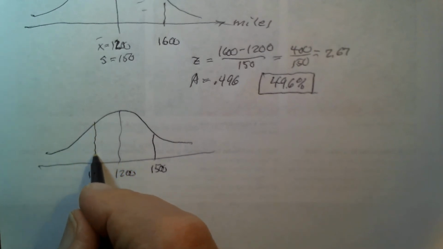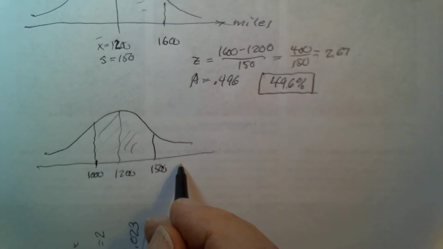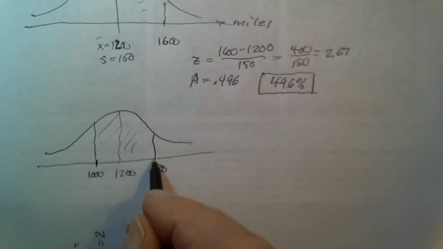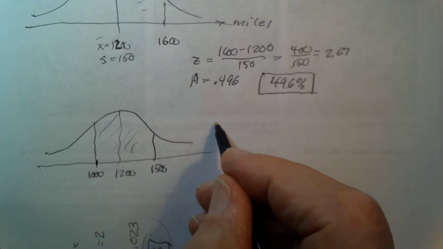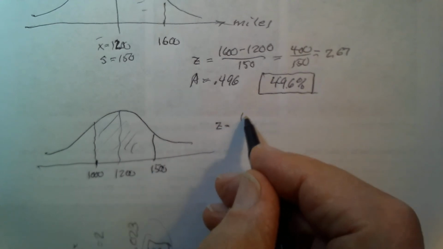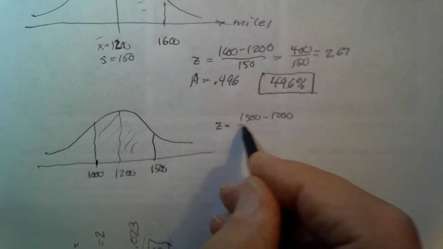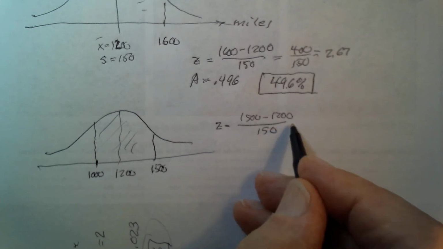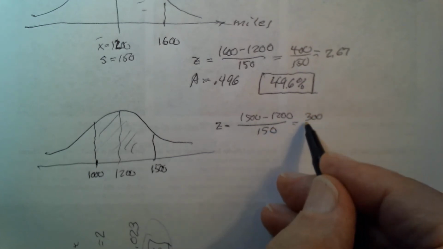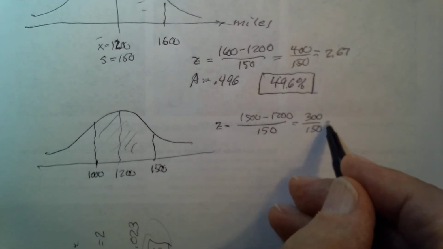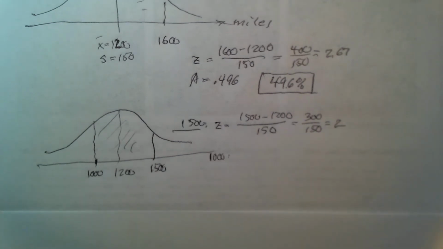So in other words, we are asking, what is this area here? So we need to know the z-score for this point here and for that point. So for the 1,500, we have the z-score equals 1,500 minus 1,200 divided by 150. So there would be 300 divided by 150, and that's equal to 2.